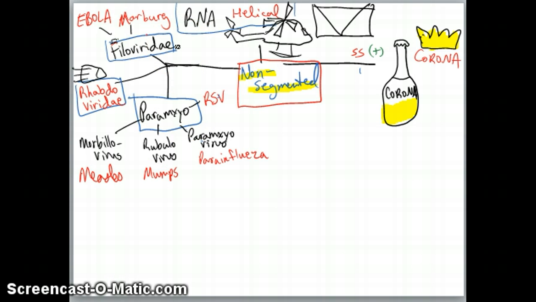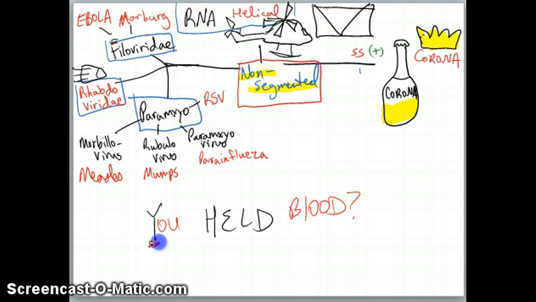Let's talk about hemorrhagic fevers for a little bit. What are the viruses that can cause hemorrhagic fevers? The mnemonic I remember is "YHELD blood." The Y is for yellow fever, that's a flavivirus, of course. The H is for hantavirus, it's a bunyavirus. The E is for Ebola Marburg, which is a Filoviridae. And the L is for Lassa virus, which is an arenavirus.